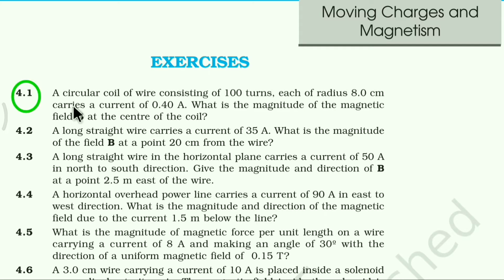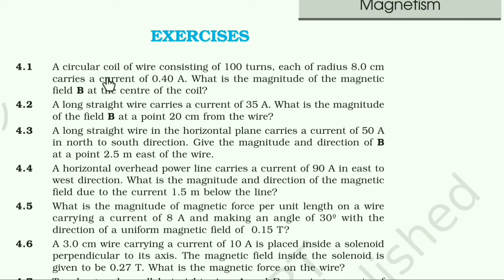Read it out sincerely. A circular coil of wire consisting of 100 turns, each of radius 8 cm, carries a current of 0.40 ampere. What is the magnitude of the magnetic field B at the center of the coil? Very easy question. We have completed this one. Theory was the magnetic field due to a current carrying conductor at the axial point. So the formula was, I will make you understand in my next screen.